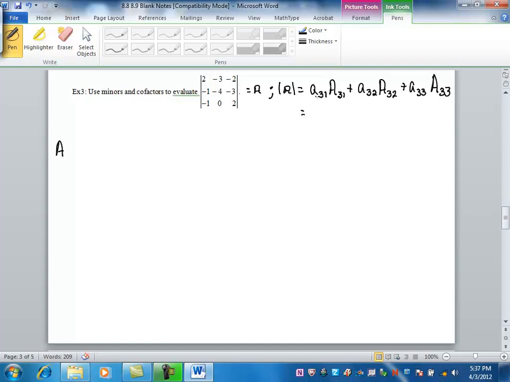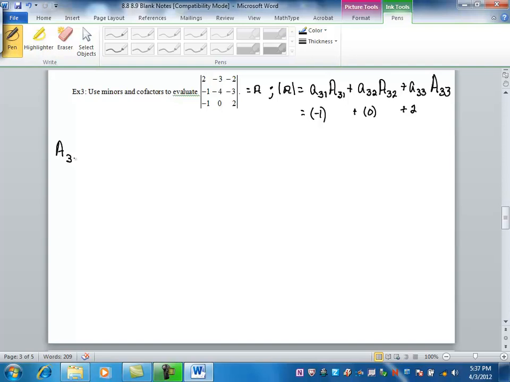The element in row 3, column 1 is negative 1. The element in row 3, column 2 is 0. So that's a cofactor I don't even need to calculate. And then the element in row 3, column 3 is 2. And so I've only got 2 cofactors here that I need to calculate.